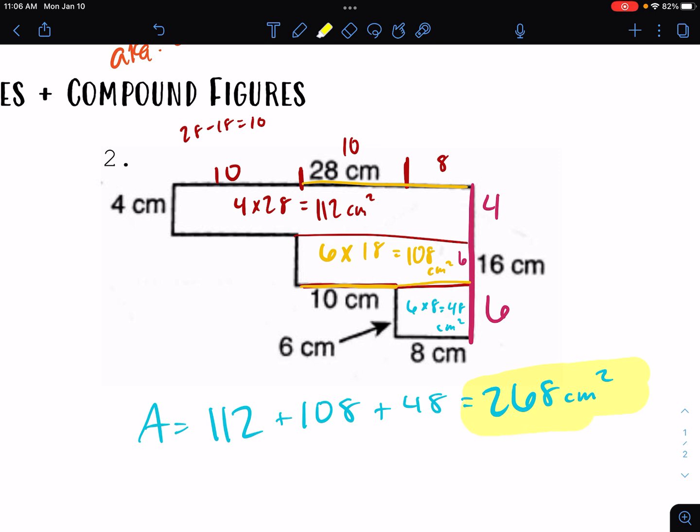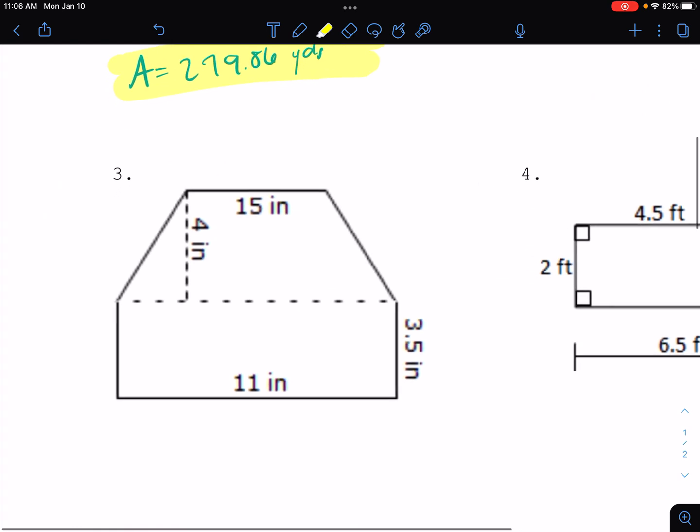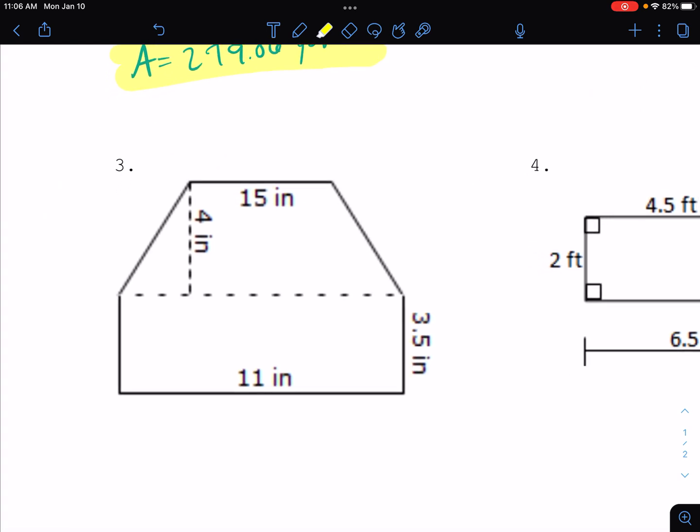So again, you could have gone the other direction into those vertical lines to find those shapes, and you would have gotten the same answer. Okay. Now let's look at number 3. What shapes do we have? Well, we have a trapezoid and a rectangle.